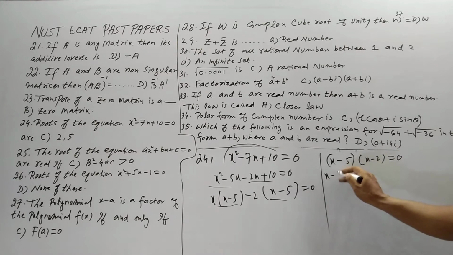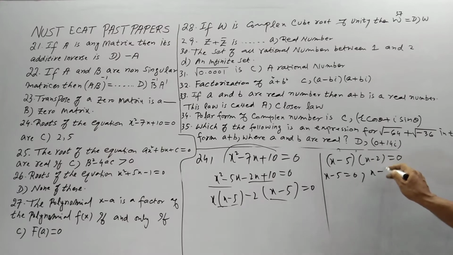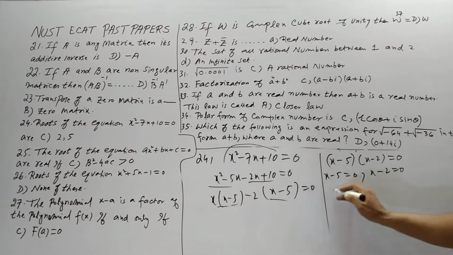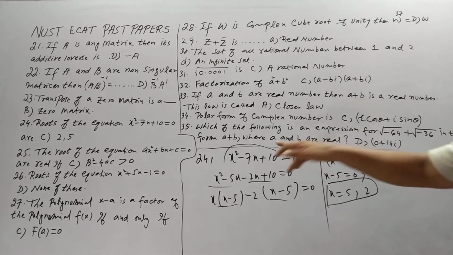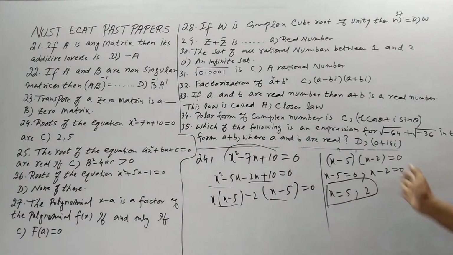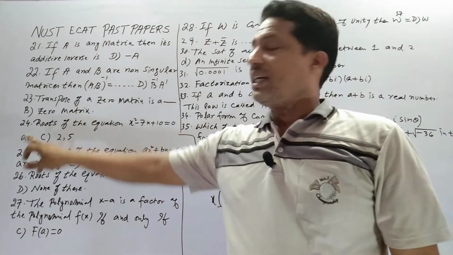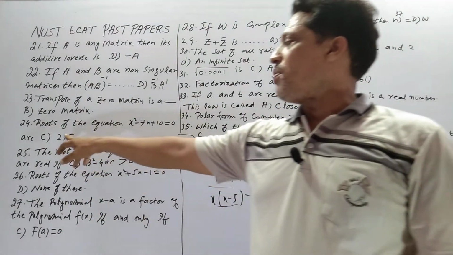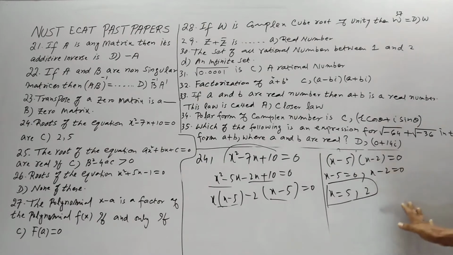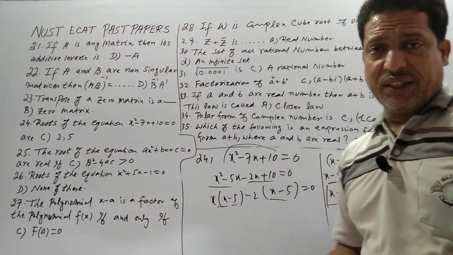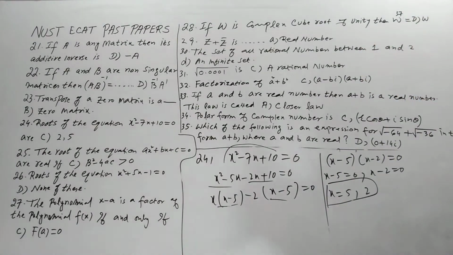This implies that x minus 5 is equal to 0 and x minus 2 is equal to 0. x is equal to 5, x is equal to 2. So the roots of this equation are 5 and 2 or 2 and 5. The correct option is C, 2 comma 5 or 5 comma 2, no difference. I hope you understand, but some students feel comfortable applying the quadratic formula. No matter, you can apply it, go ahead.